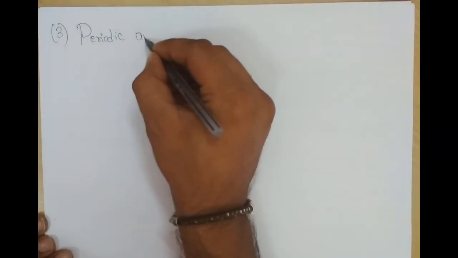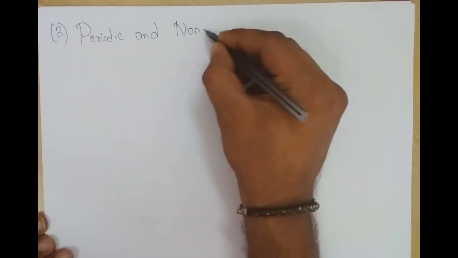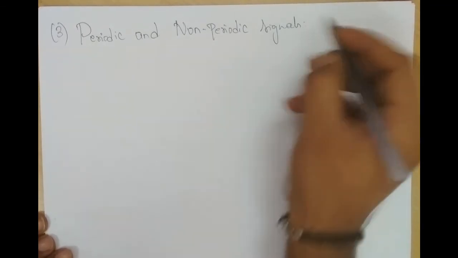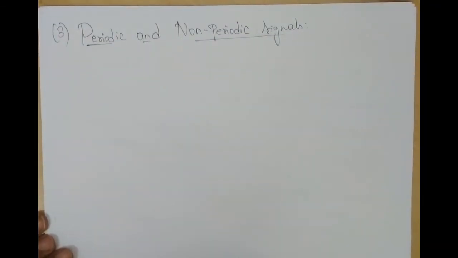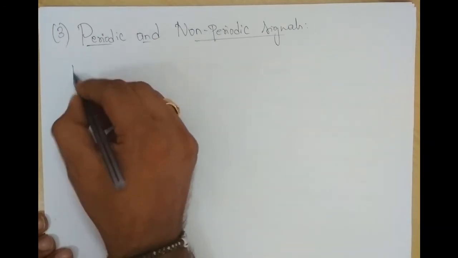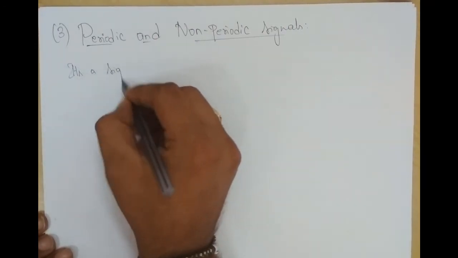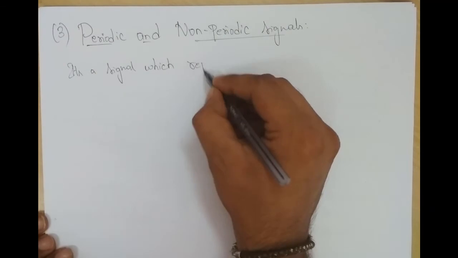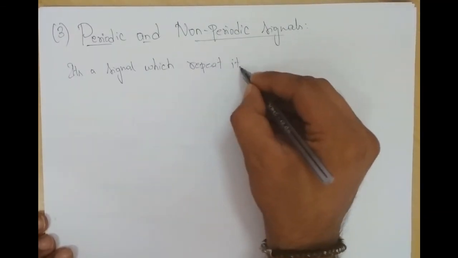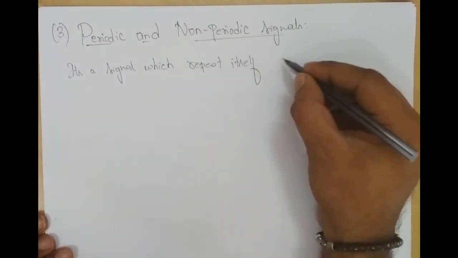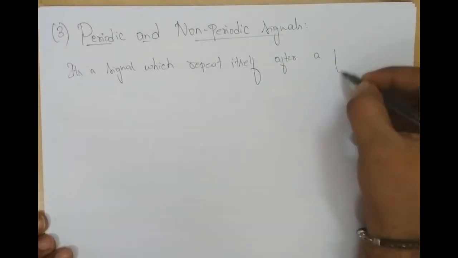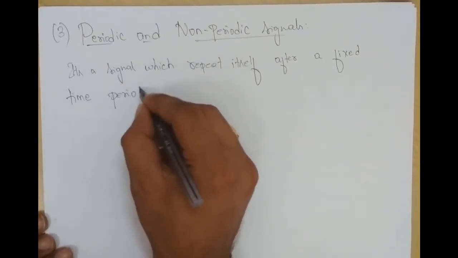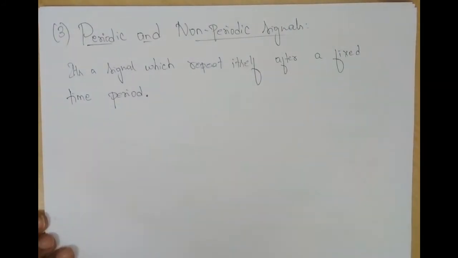We'll go with the third classification, which is periodic and non-periodic signals. It's a signal which repeats itself after a fixed time period. Okay, it's a signal which repeats itself after a fixed time period.